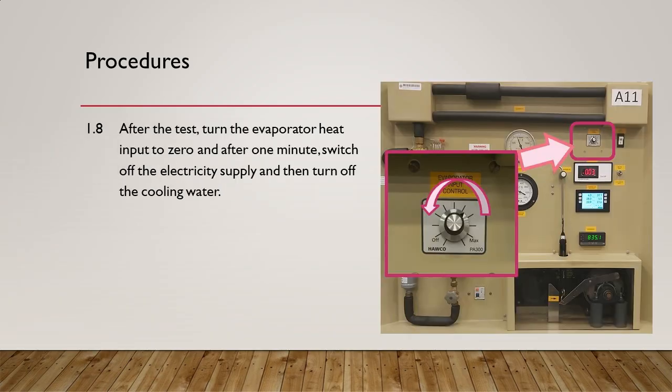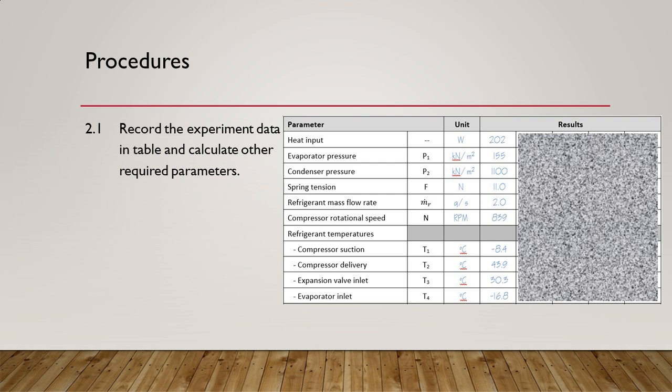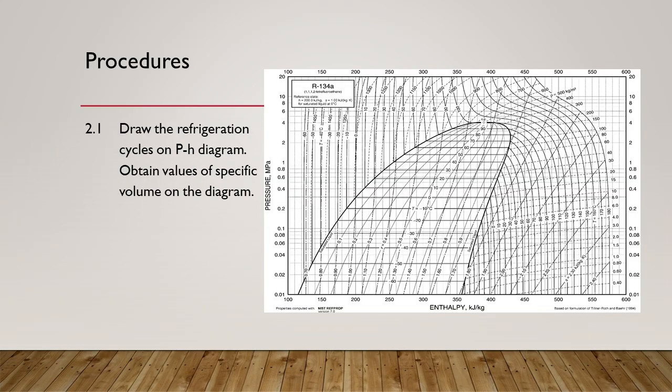After the test, turn the evaporator heat input to 0, and after 1 minute, switch off the electricity supply, and then turn off the cooling water. Remember to record the data in the table along the experiment. Then draw the refrigeration cycles on the pH diagram, and you can obtain values of specific volume on the diagram.